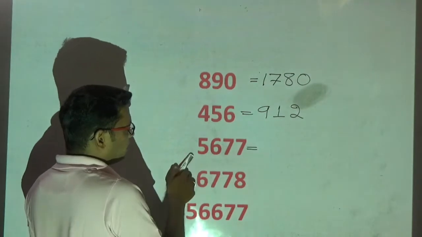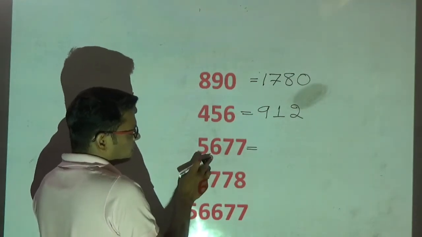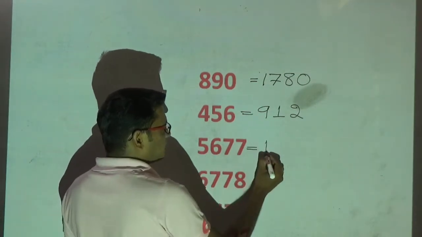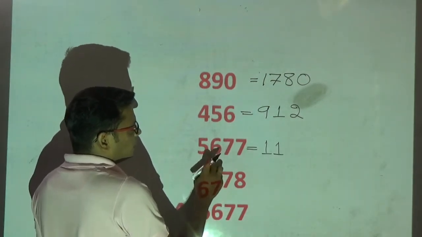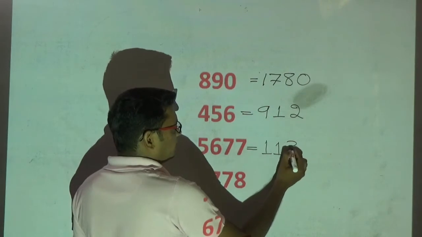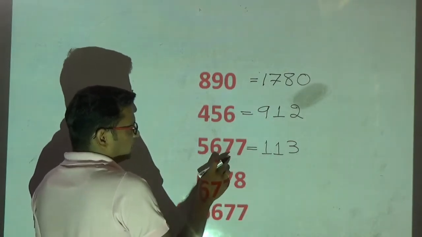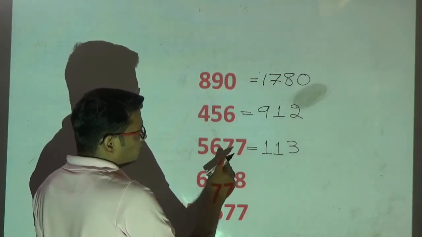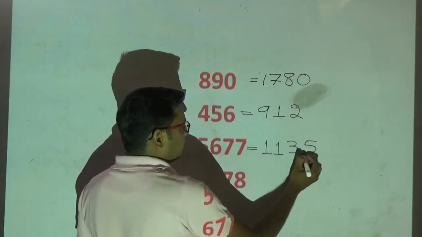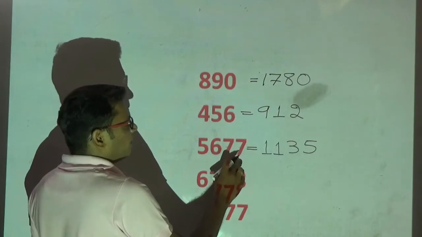Now, similarly here, double of 5 is 10. The next number is more than 5. Therefore, 10 plus 1 is 11. Double of 6 is 12. My next number is more than 5. Therefore, 12 plus 1 is 13. Write the end digit only. Next, 7. Double of 7 is 14. The next number is more than 5. Therefore, 14 plus 1 is 15. Write the end digit only. Next is 7. Double of 7.